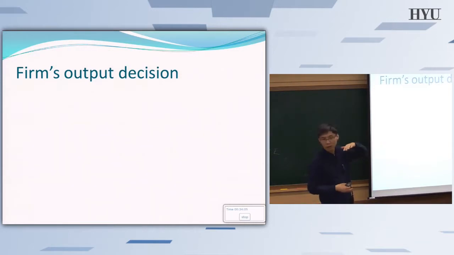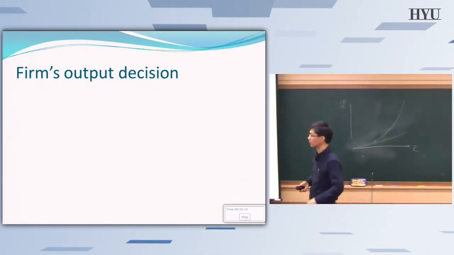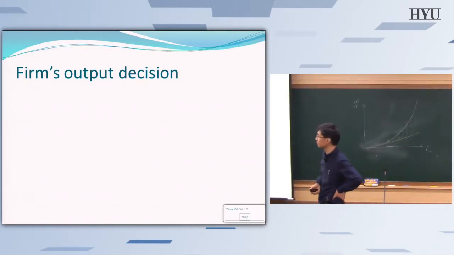So up to this point, we just looked directly at how much labor input will be used using VMP. But here we look at output first, and then think of the labor demand decision.